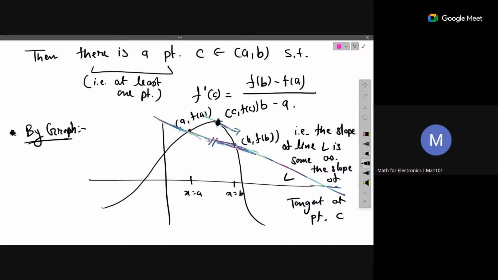Is there any doubt over this particular concept? Any comment you want to make? Anything which is not clear? No? Okay. So this is the graphical significance of the mean value theorem.